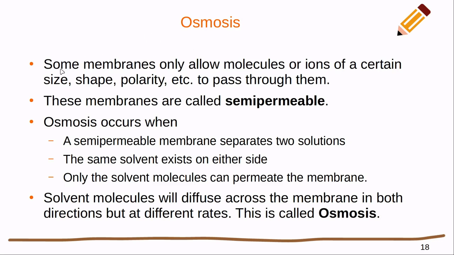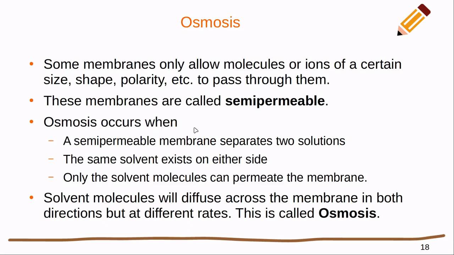Osmosis. Some membranes only allow molecules or ions of certain size, shape, polarity, etc. to pass through them. The use of membranes in chemistry and industry is very, very important, and we've been able to tailor them such that they're only going to allow certain chemical species to go through them. These types of membranes are called semi-permeable.